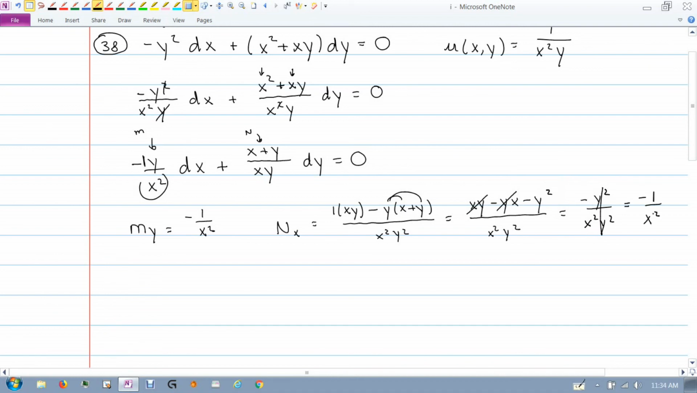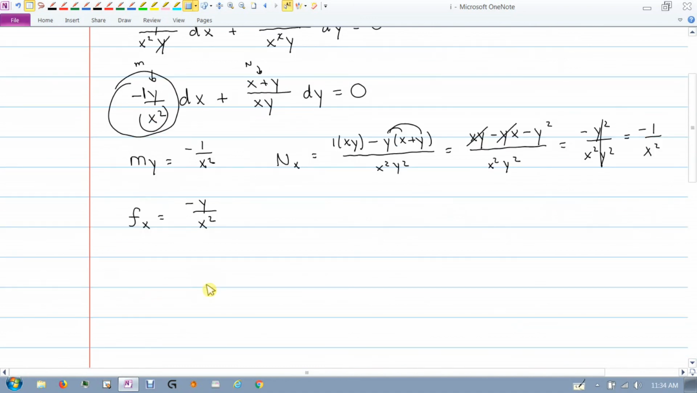So we can go through now, and we can say the partial of f with respect to x is the M. And remember, this was the M here. So this is negative y over x squared. And then we integrate that with respect to x. So remember, this is negative y times x to the negative 2. So when we integrate that with respect to x, we just get y x to the negative 1. So just verify that real quick. Yes, that works. Plus some function of y potentially.